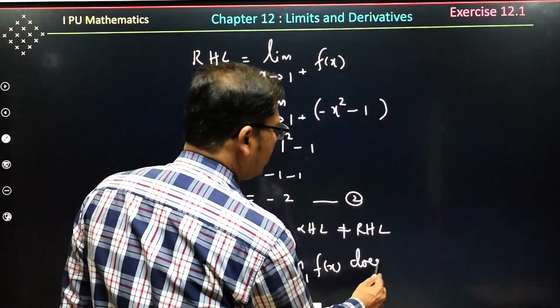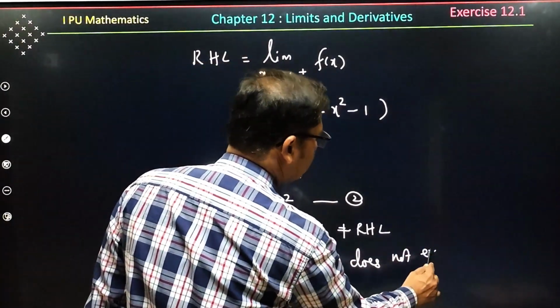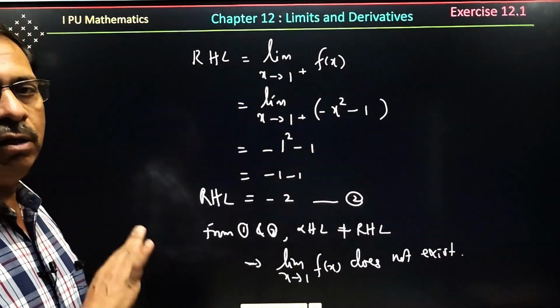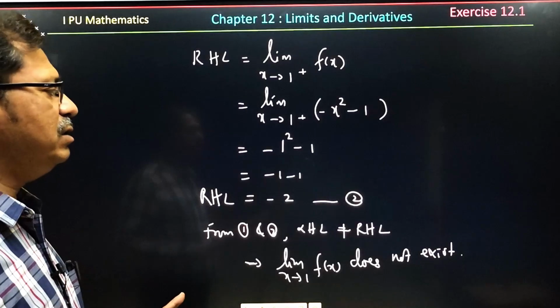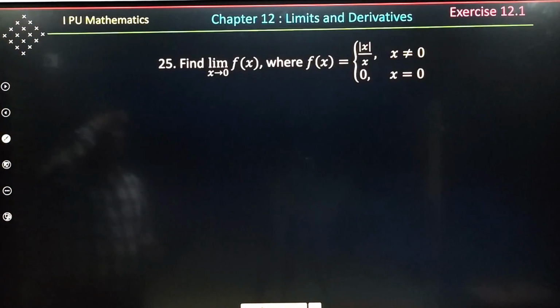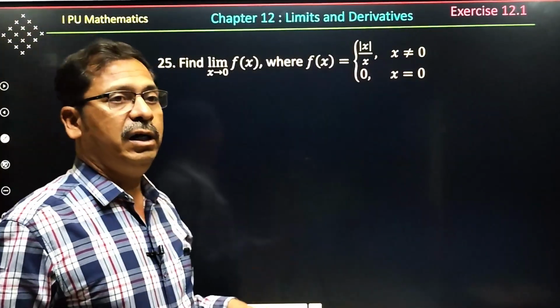If they are not equal, then the limit does not exist. At which point? x tends to 1. In the neighborhood of 1, the limit value of that function does not exist. So this is the solution for this example. Now let us move to another interesting and important example.